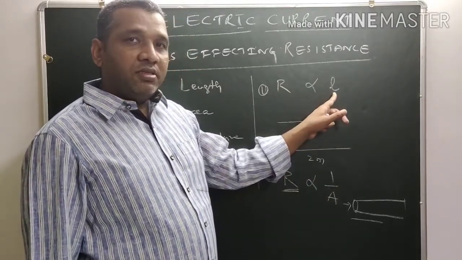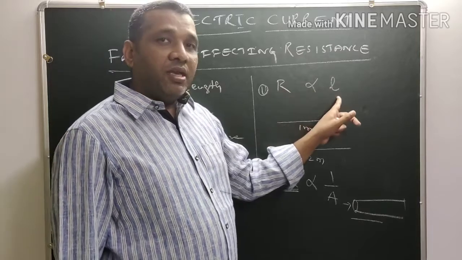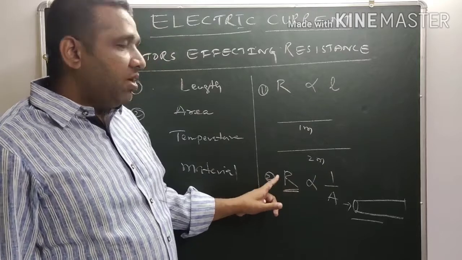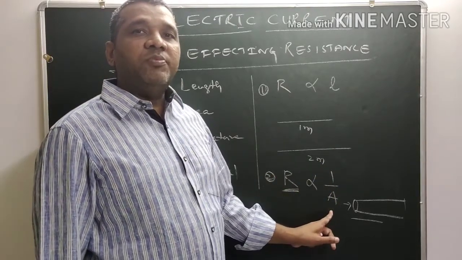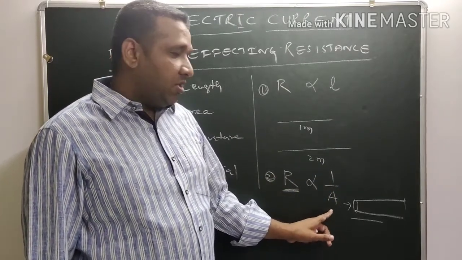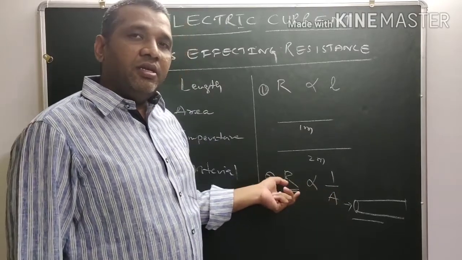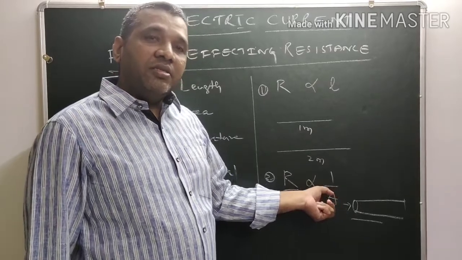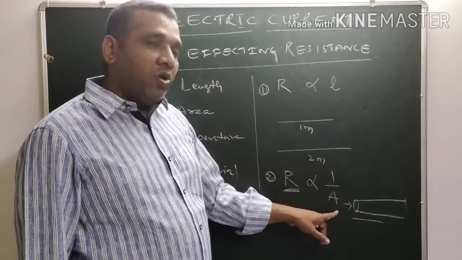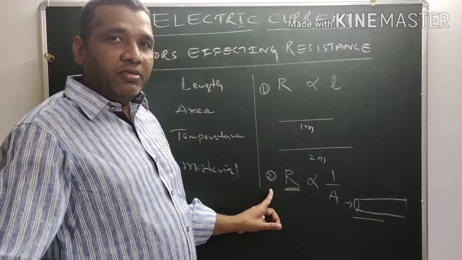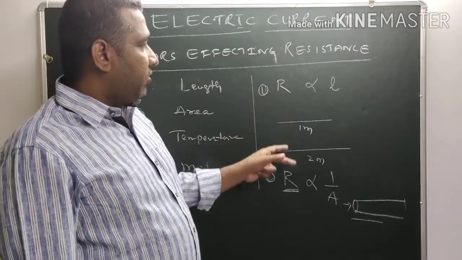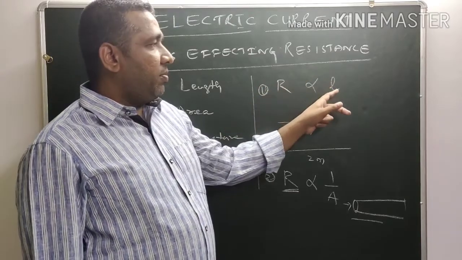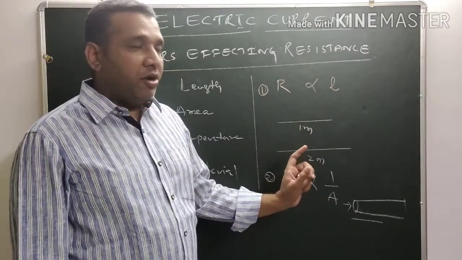So if length increases, the resistance value will increase. If length decreases, the resistance value will also decrease. And one more very important factor, that resistance is always inversely proportional to its area of cross section. If the area of a conductor increases, then the resistance value will decrease. If the area of the conductor is decreasing, then the resistance value will increase. If one quantity increases, the other quantity will decrease. So the factors related to the resistance: it depends on its length, and it also depends on the area of cross section.